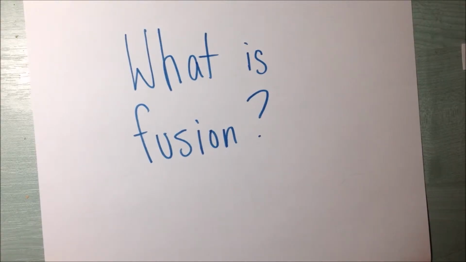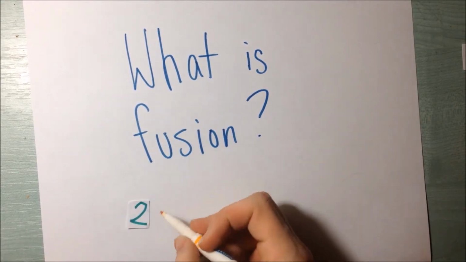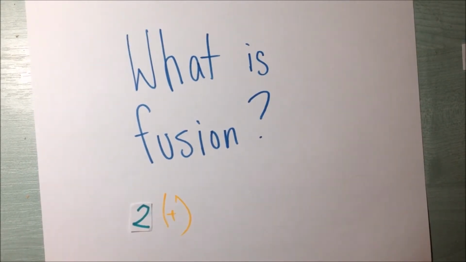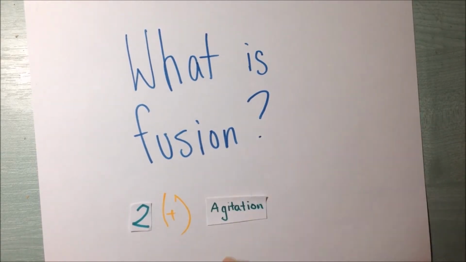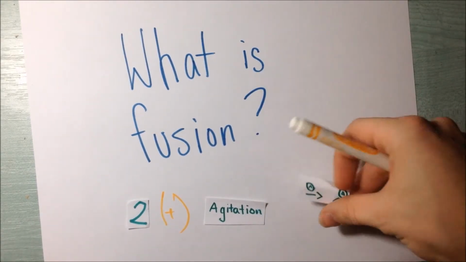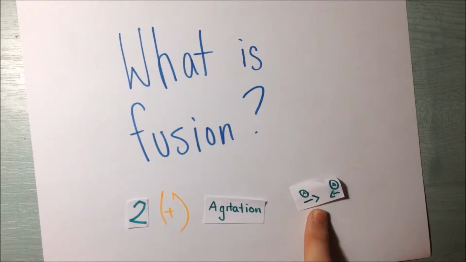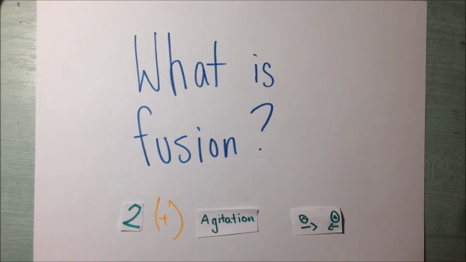What is fusion? Fusion is the process in which two or more atoms, which are in extreme agitation, collide with one another in order to create a new form of element. Agitation is very important in the concept of fusion. This is simply because, as you may know, atoms are always in movement unless you're at or below 0 degrees Kelvin.